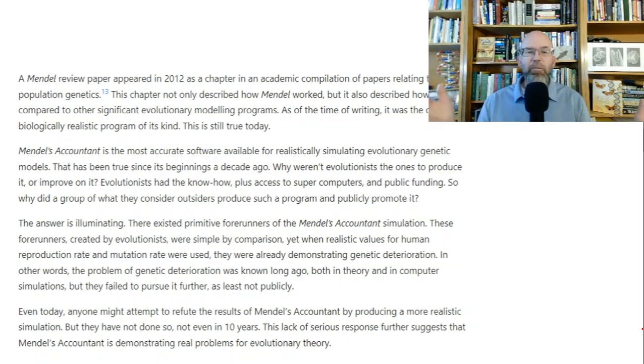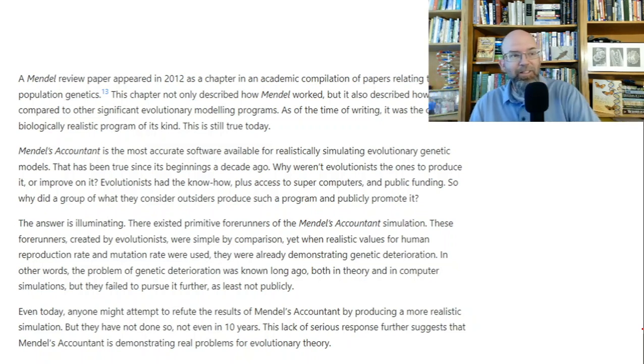Even today, anyone might attempt to refute the results of Mendel's accountant by producing a more realistic simulation, but they have not done so, not even in 10 years. This lack of serious response further suggests that Mendel's accountant is demonstrating real problems for evolutionary theory. All right.